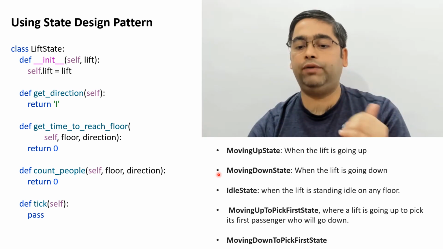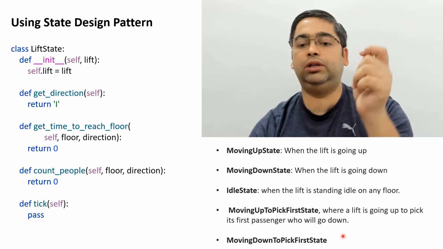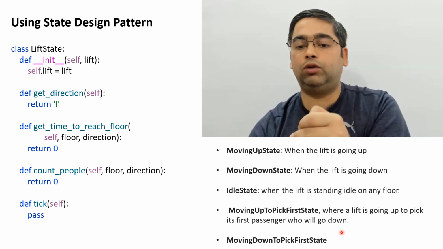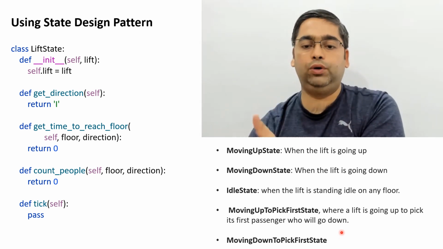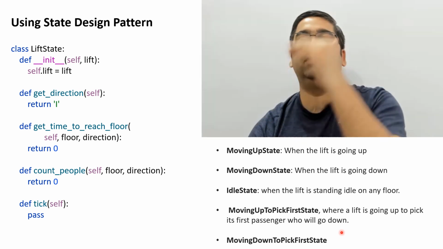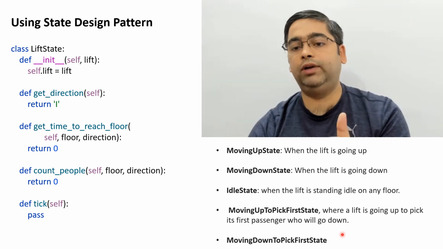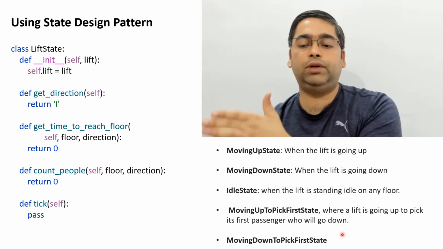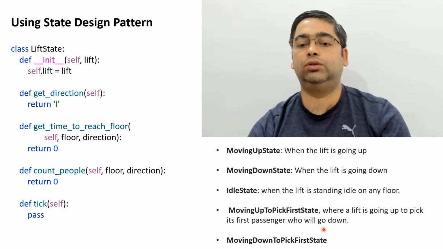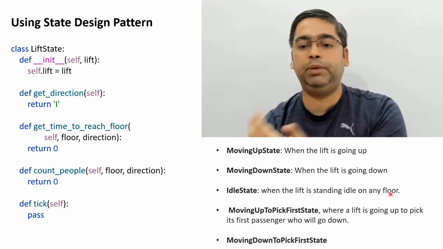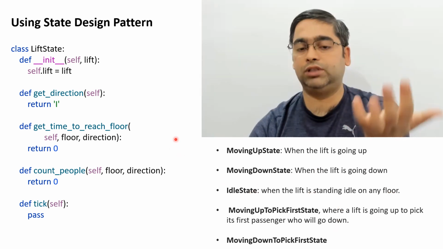Again, the opposite of it, moving down to pick first. So a lift is at floor 6, it is moving down to pick its first passenger at floor 2, who, if they enter it, will eventually move in the up direction. So again, even though it is moving in the down direction, it cannot take any down request. It can take only up requests after floor 2. So these are the 5 states. We'll see their behavior, and hopefully this will simplify our design.